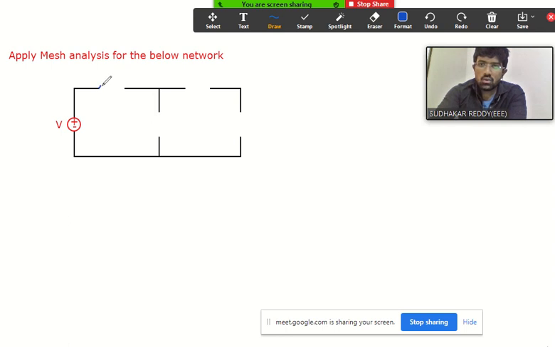I consider here only two loops. In the earlier analysis, I considered three loops; here I consider only a simple network with two. Note down: apply mesh analysis for the below network. It is a general network. For this general network, you need to apply the mesh analysis and write the equations. Follow step by step.